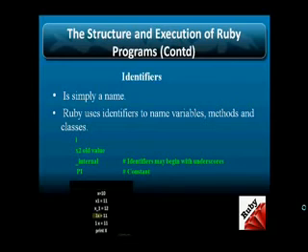Identifiers that begin with a capital letter A to Z are constants. The Ruby interpreter will issue a warning but not an error if you alter the value of such an identifier. Class and module names must begin with initial capital letters. The following are identifiers.